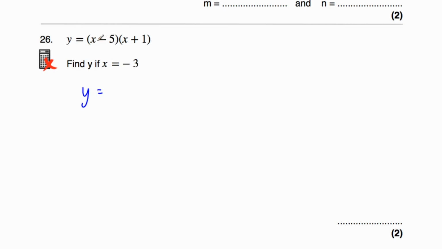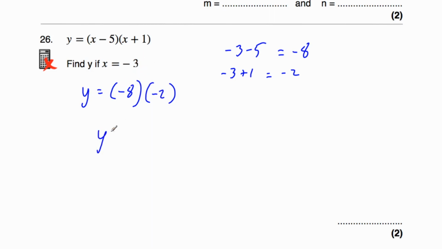So y equals, we've got x take away 5. Now x is negative 3, so we're going to do negative 3 take away 5, and going down another 5 will be negative 8. So we've got negative 8 for the first bracket. For our second bracket, we've got negative 3 plus 1. We're going back up 1, so it's going to be negative 2. Now we just need to times them together. Negative 8 times negative 2, well, negative times negative is a positive, and 8 times 2 is 16. So y equals 16.